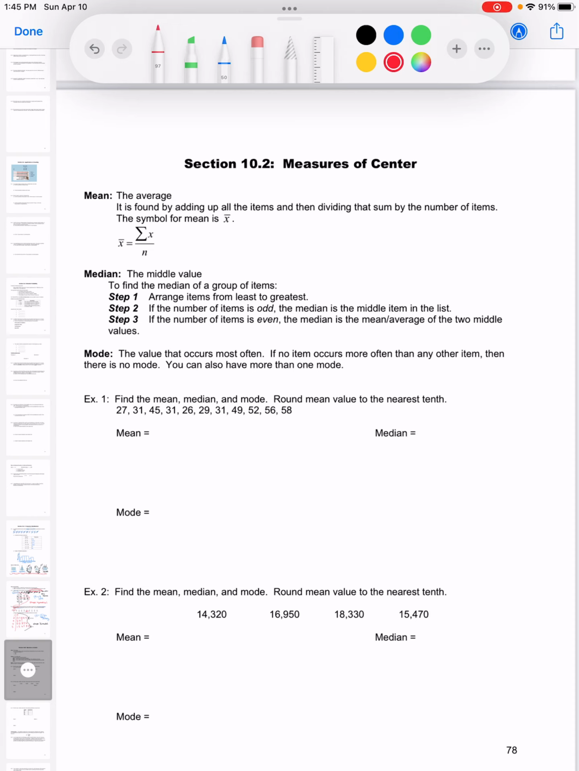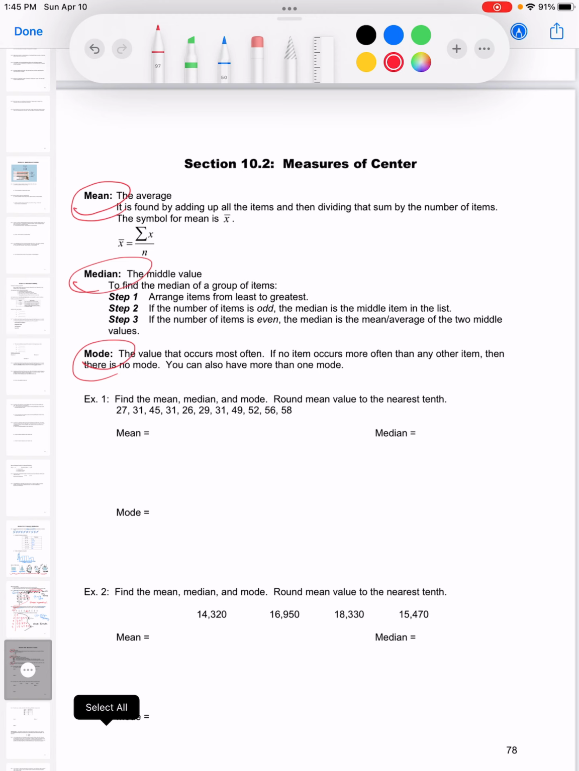In 10.2, we're going to talk about what are probably some familiar terms, so we might do a little bit of review, or it might seem like a review, and then we'll probably get into some new areas with them. So we want to go back and review mean, median, and mode.